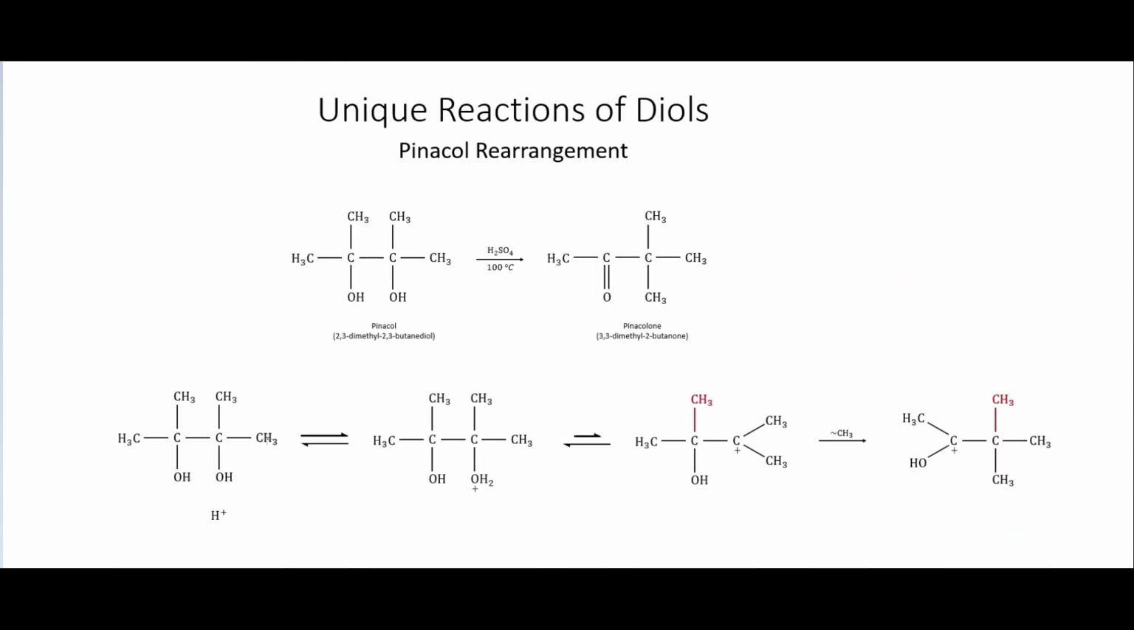And we can think about what would happen as well if we try to do this with a diol. So that means we have two alcohols on here, and this is called the pinacol rearrangement. And we have pinacol here, we put in our acid, we heat it up, and we get this pinacolone, which is the ketone version of this.